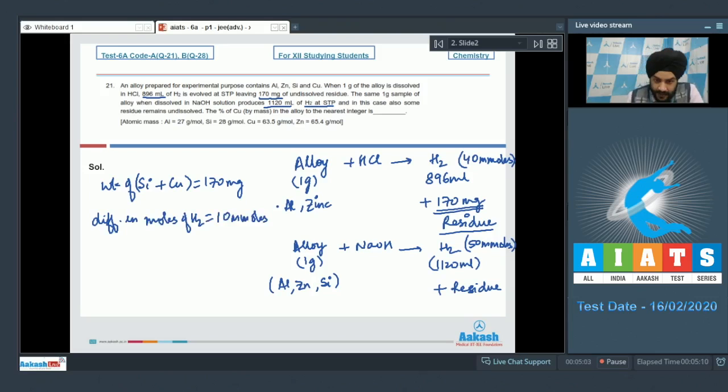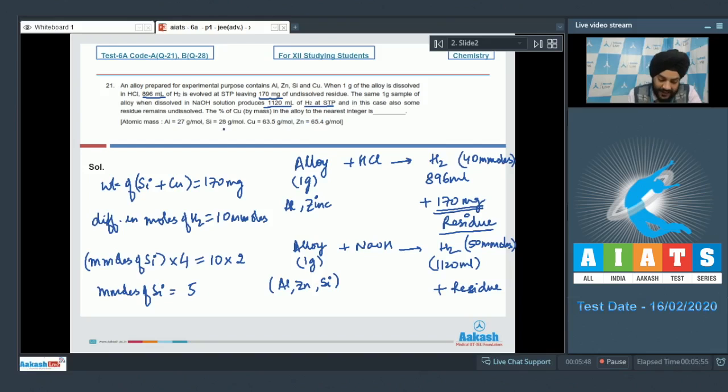Now we can figure out the moles of silicon reacted in the second reaction by using the equivalence concept. We have the millimoles of silicon into its N factor. Silicon is going to get oxidized to its highest oxidation state, which is +4. Initially it was present in a state of 0, so its N factor is going to be 4. For the equivalence of H2, the excess moles are 10, and the N factor of H2, students, is equal to 2. So the millimoles of silicon is equal to 10 by 2, which is equal to 5.